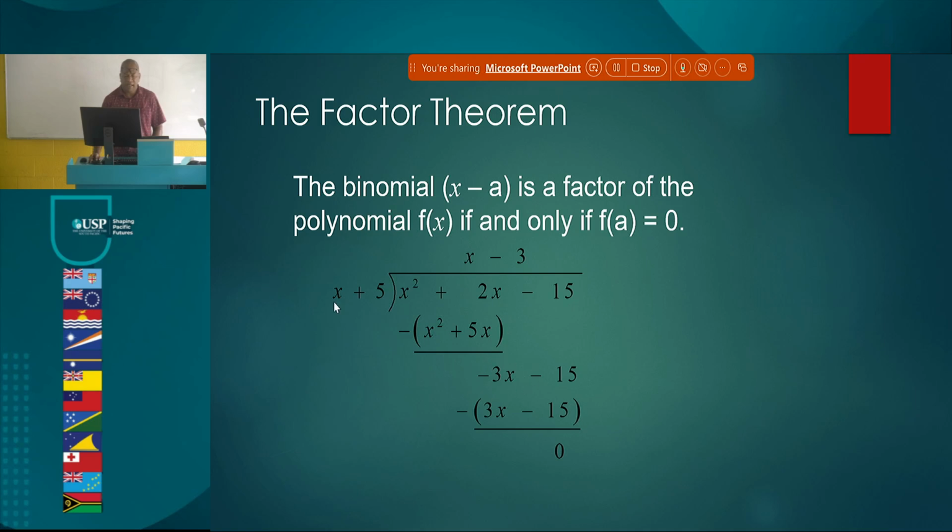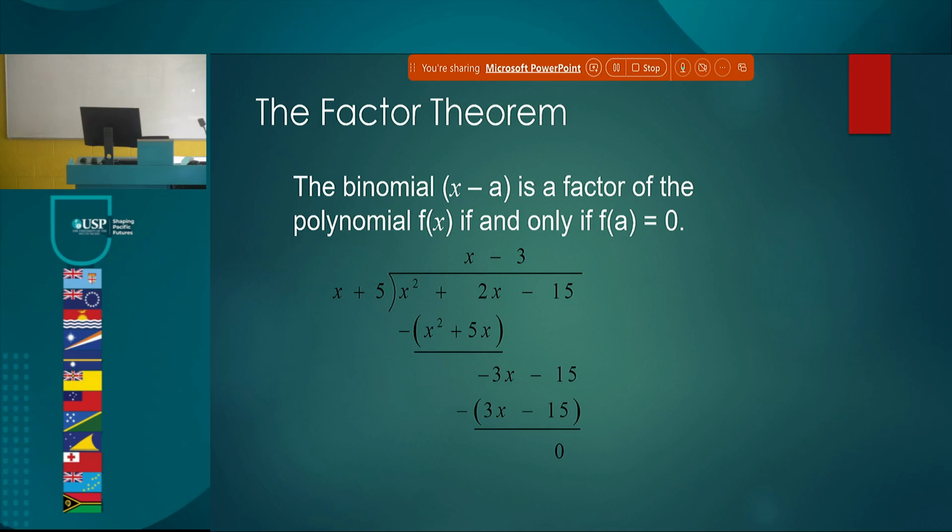Negative 3x divided by x gives us negative 3. And we multiply negative 3 to both. Gives us negative 3x minus 15. And in this case, the remainder is equal to 0. So what is our conclusion here? What's the factor?